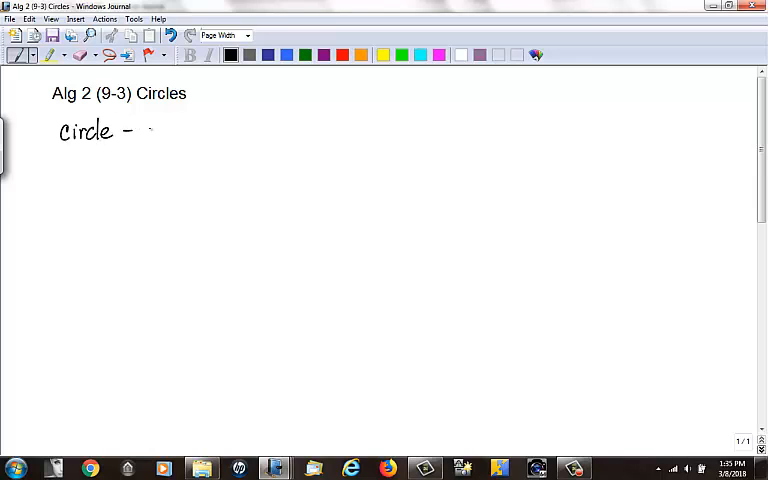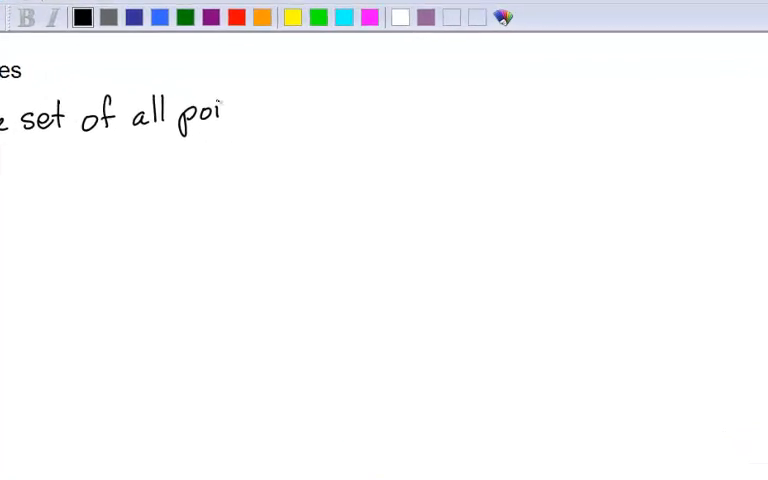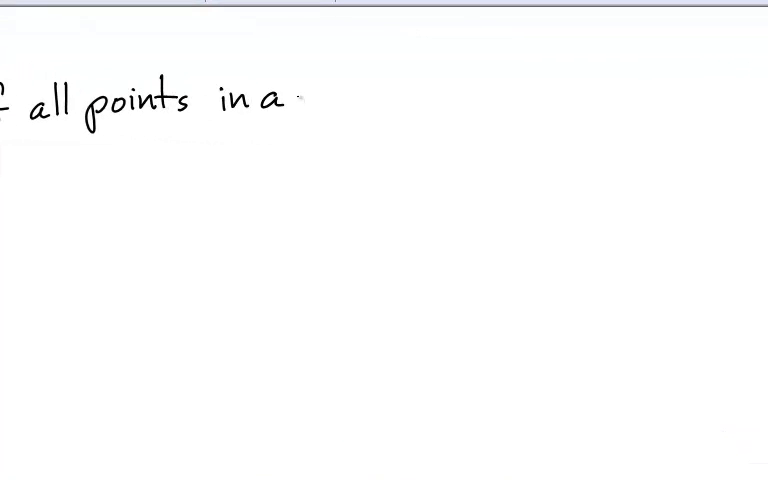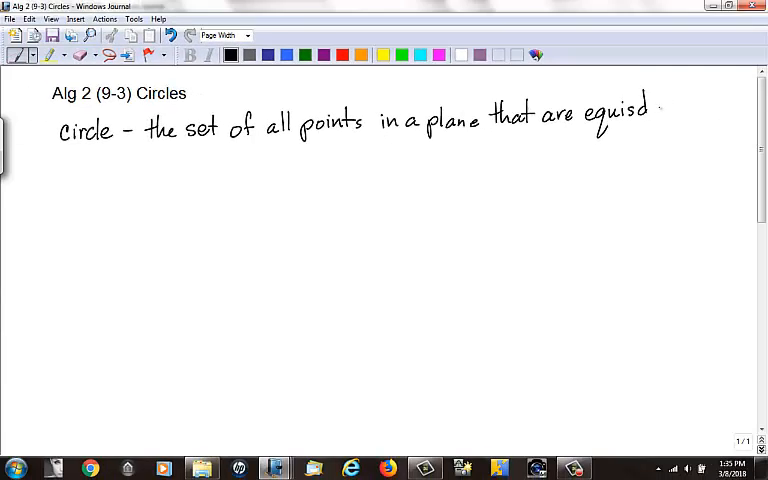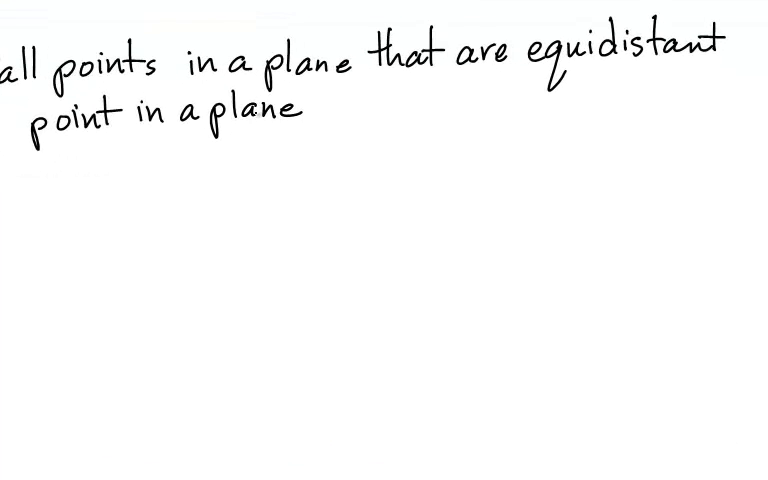A circle is the set of all points in a plane that are equidistant from a given point in a plane called the center.